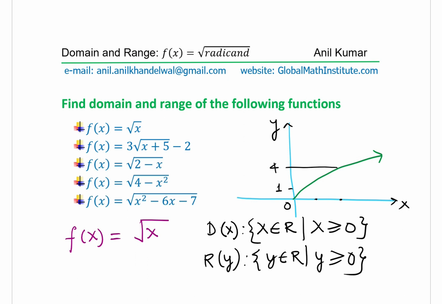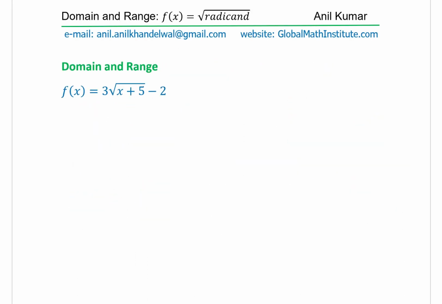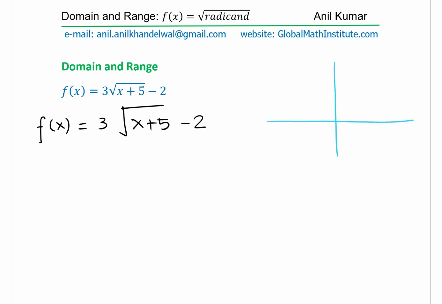Now let's move on and take the second example where we have a transformed function. So now we have the function f of x, which is written as 3 times square root of x plus 5, minus 2. Now you could actually sketch this function also and then find domain and range. As far as transformations are concerned, we know that the plus 5 means 5 units left, and this minus 2 really means 2 units down.